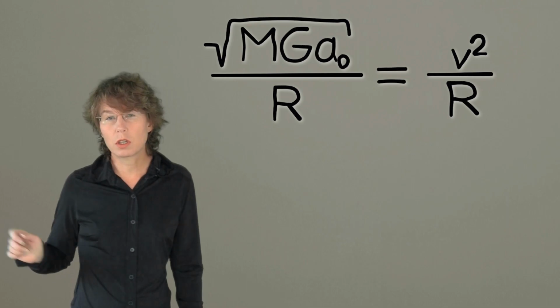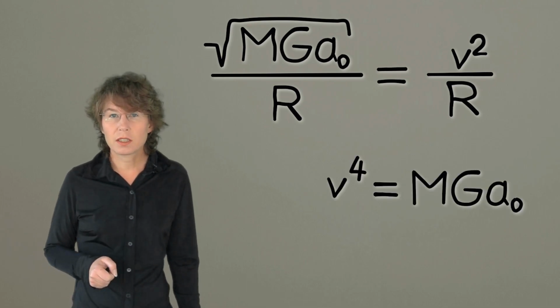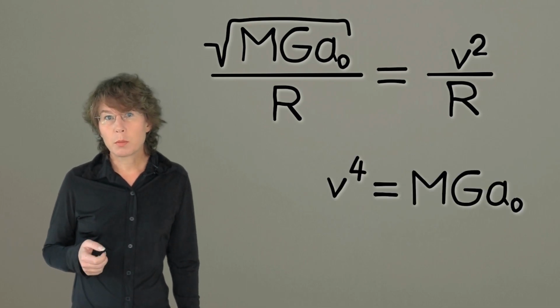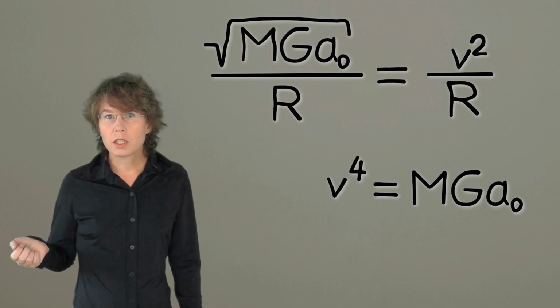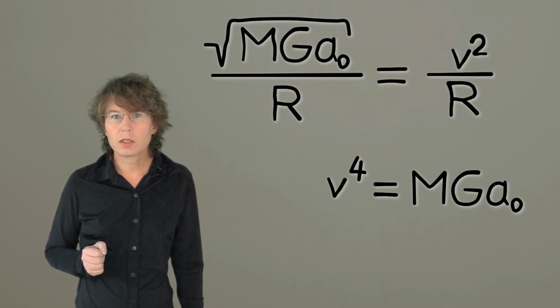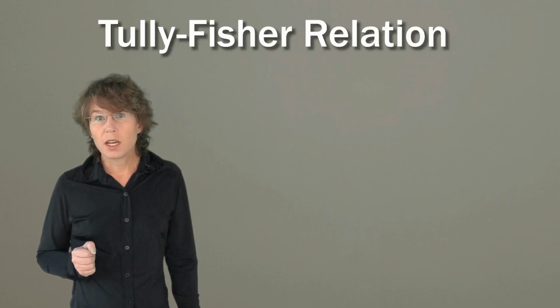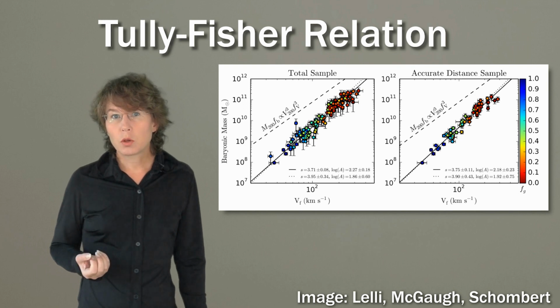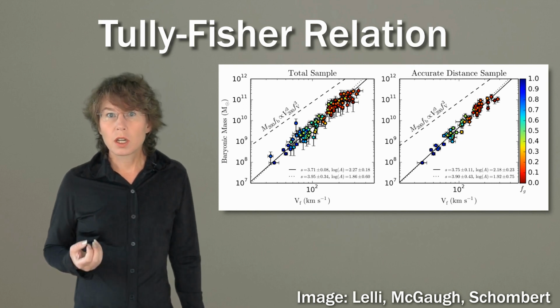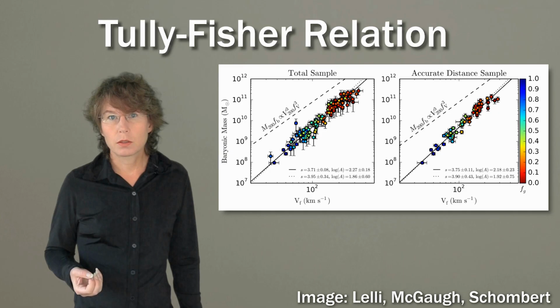You can also use the above relation to find out what is the relation between the velocity of the far-out stars and the mass of the galaxy. It turns out that the mass of the galaxy scales with the fourth power of the velocity. This is known as the Tully-Fisher relation, and it is very well confirmed by observations. Modified gravity predicts it. Dark matter cannot predict it.